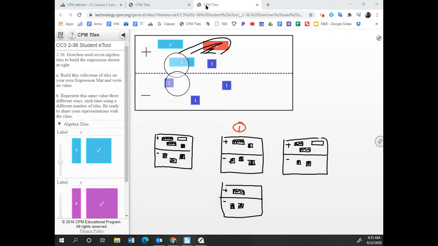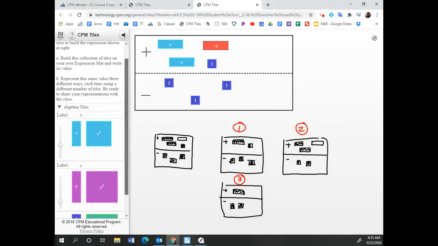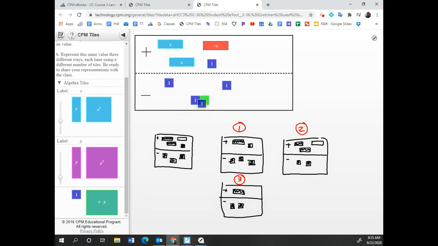But you know what? There's something else I could do. All of those situations, all of those scenarios depended on removing tiles. What if I said don't remove tiles and make it the same value? What could you do then? Well, one thing I could have done is go here. And if I do that, isn't that the same value still? Because right here, the quantity of this is 0. That's a 0 pair.